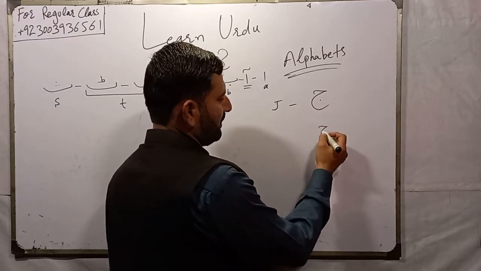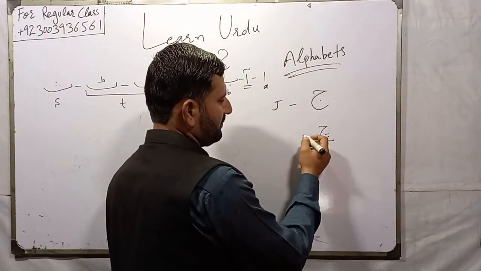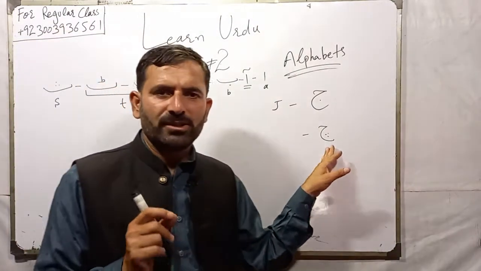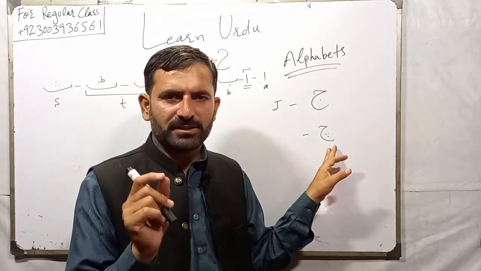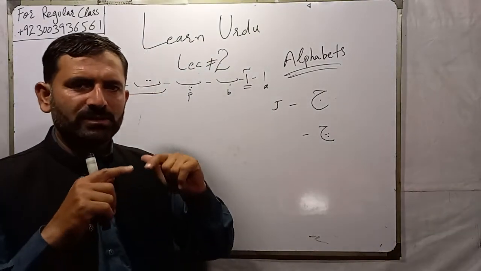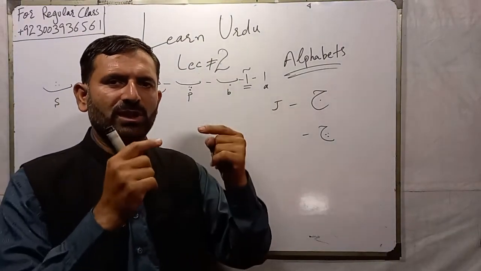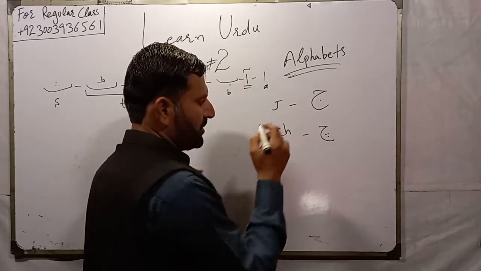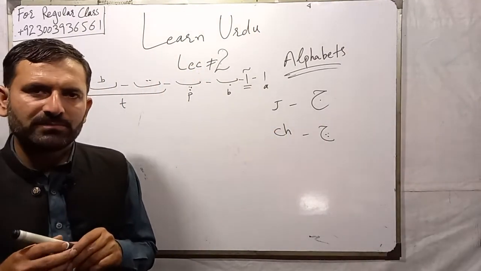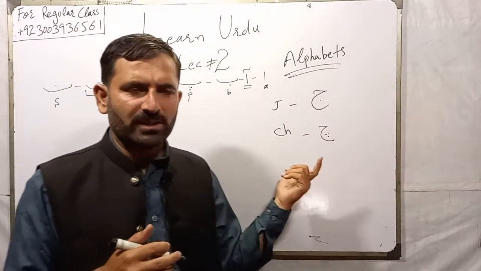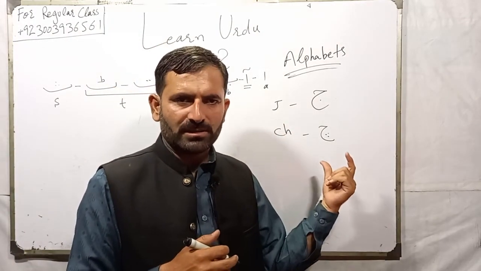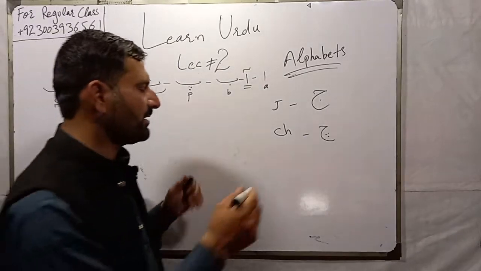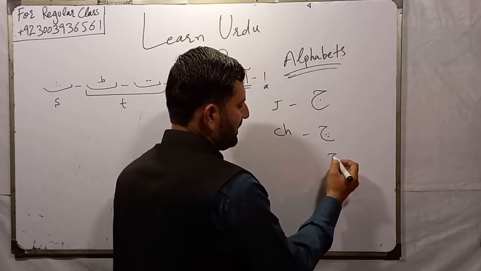The next member of this family is chay. In Urdu, its name is chay. It sounds as cha. In English, we can pronounce it as ch, cha, just like Chaudhary, Chand, Chaman.